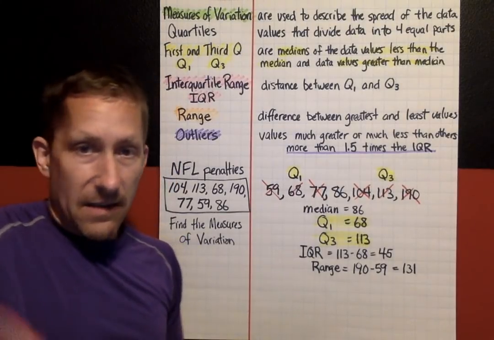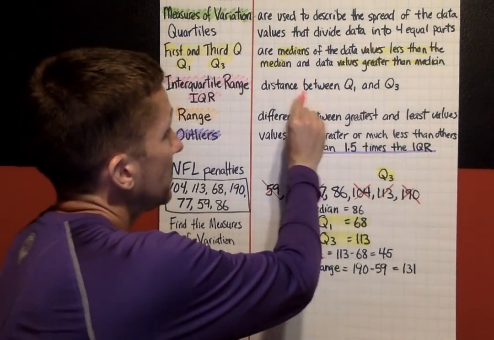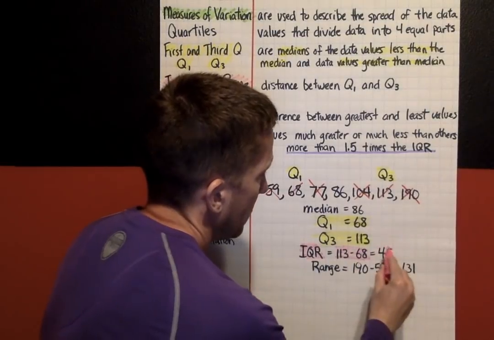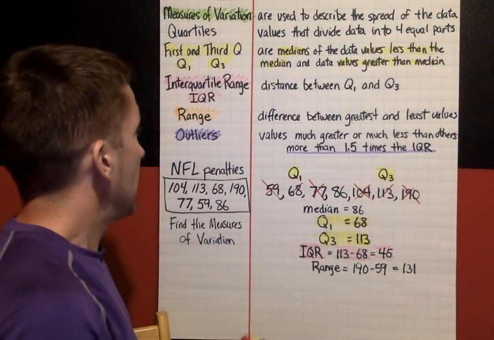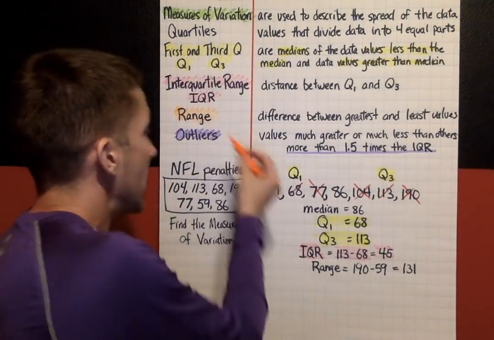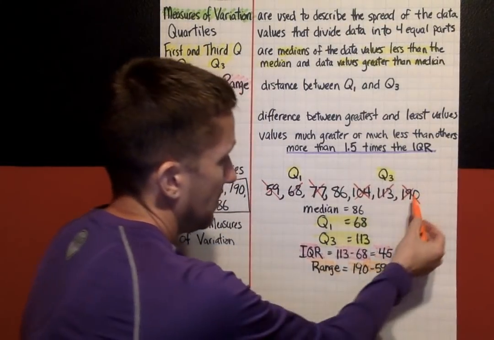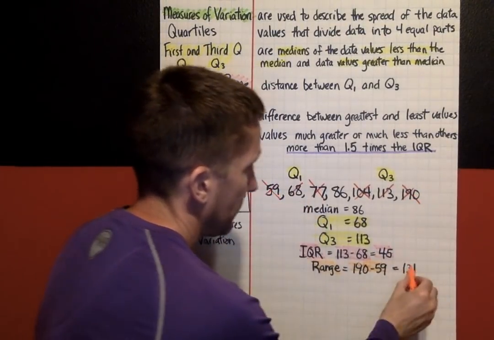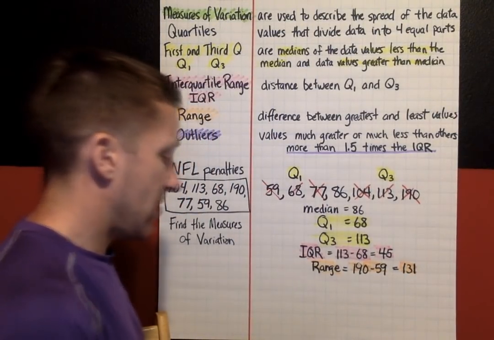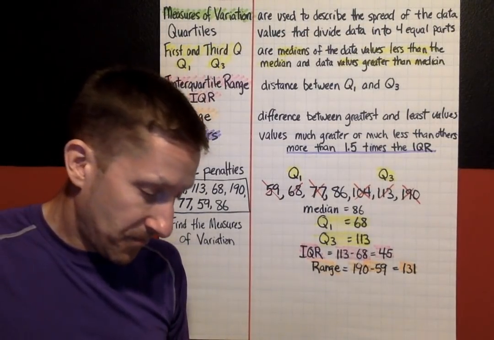So let's go back and highlight interquartile range. That was up here. Distance between Q1 and Q3. So I just subtract Q3 minus Q1. And what color did we have? Range. That looked like it was orange. The range of your data is the greatest value, subtract the lowest value. So again, it's really important you get your data in order when you're figuring out measures of variation.